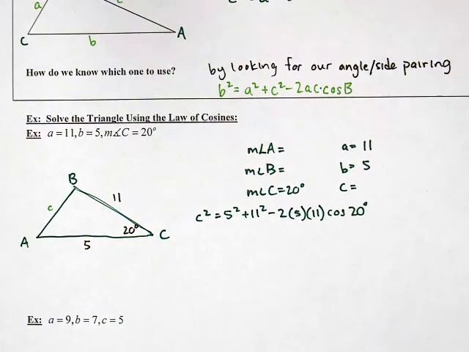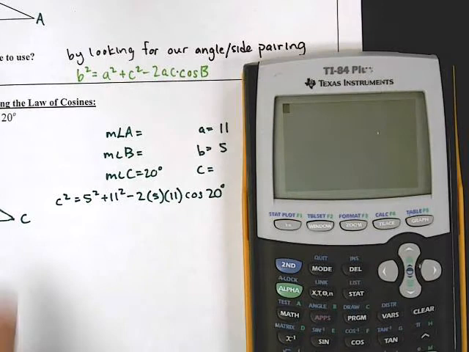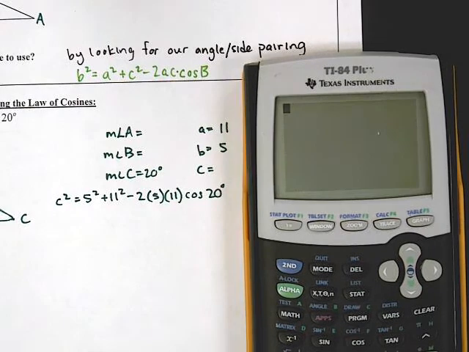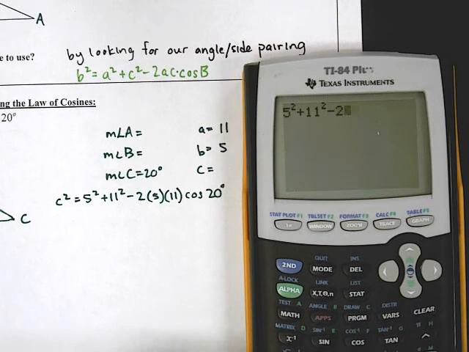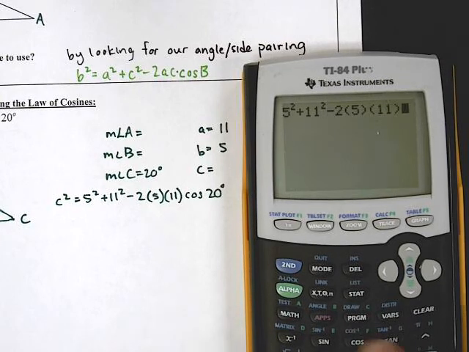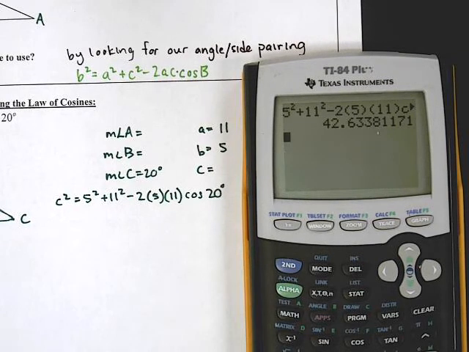Alright, and guys, this goes straight into the calculator. Seriously, you don't have to show me any work, you just need to show me this line, but after that, just plug it in. So what am I going to do? I'm going to say 5 squared plus 11 squared minus 2 times 5 times 11 times the cosine of 20, and I get 42.63. Let me just double check. Yep, we're in degrees.